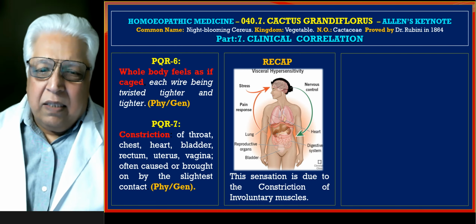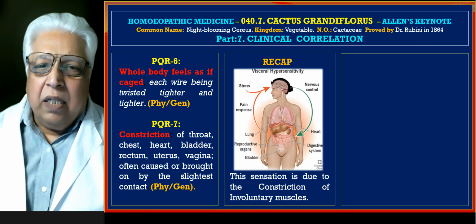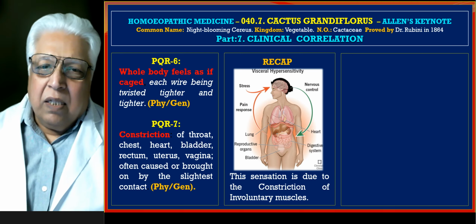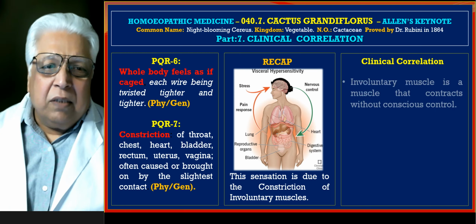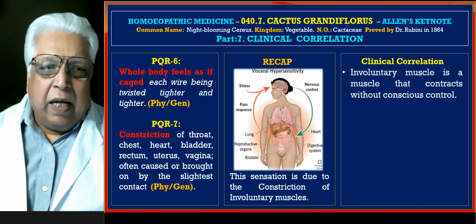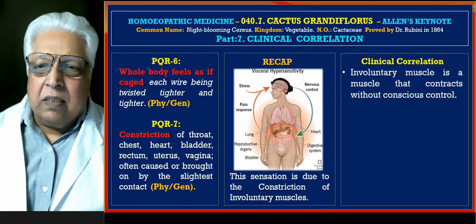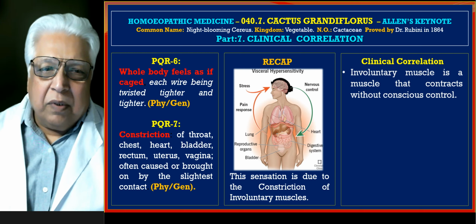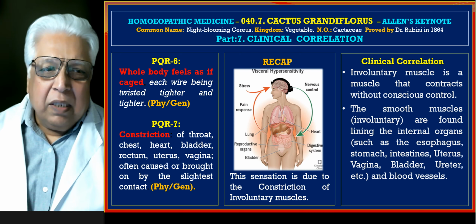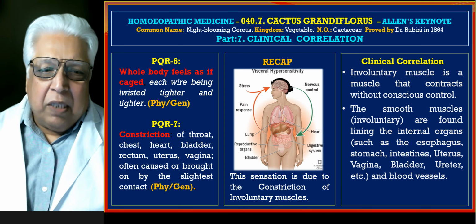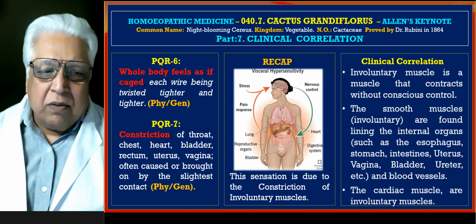So we can understand that these sensations are especially due to constriction of involuntary muscles which are present in the intestines, blood vessels, common bile duct, ureter, uterus, urethra. Clinical correlation we have: involuntary muscle is a muscle that contracts without conscious control. It is not under your willpower to control them or relax them. The smooth muscles, they are involuntary. As we remember, they are found lining the internal organs such as the esophagus, stomach, intestine, uterus, vagina, bladder, ureter, and blood vessels. The cardiac muscles are also involuntary muscles.